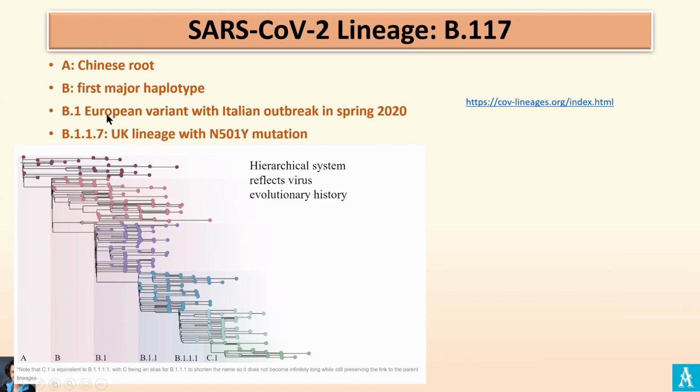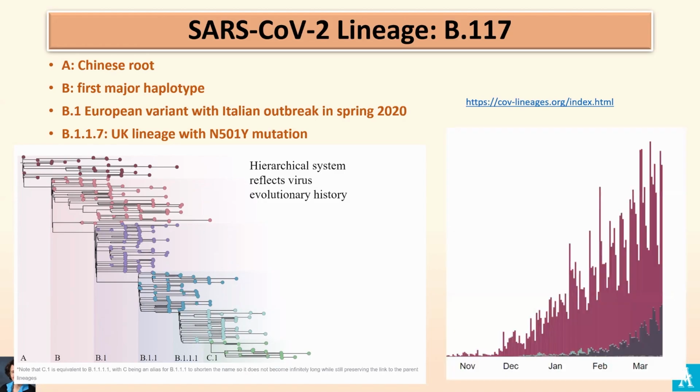So it's the UK lineage with the N501Y mutation. When things get too complicated, when you start getting too many numbers there, then they start a new strain, which is the C strain. Okay, does that make sense? I hope you can follow that.